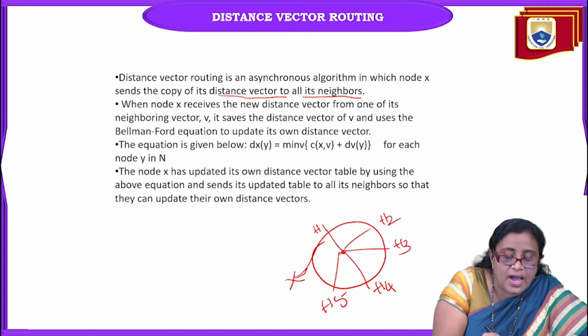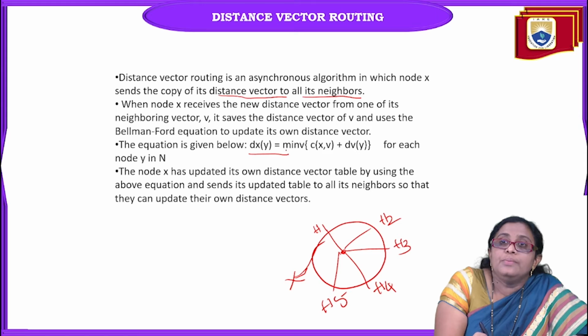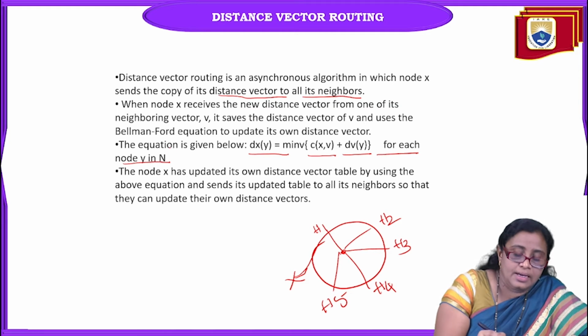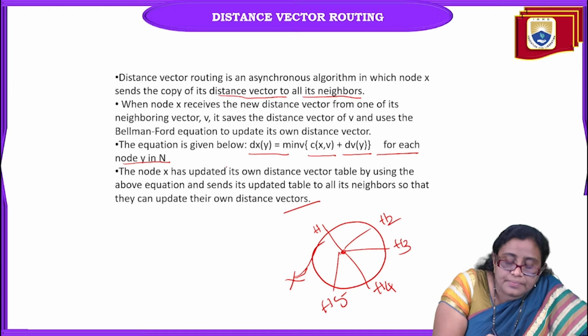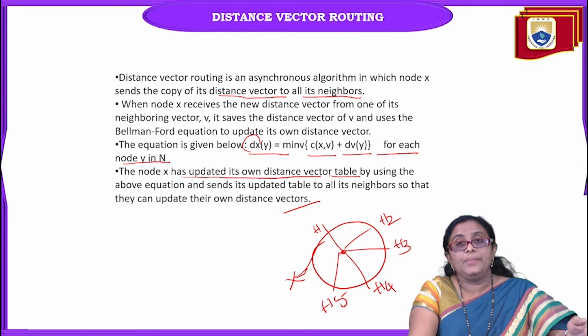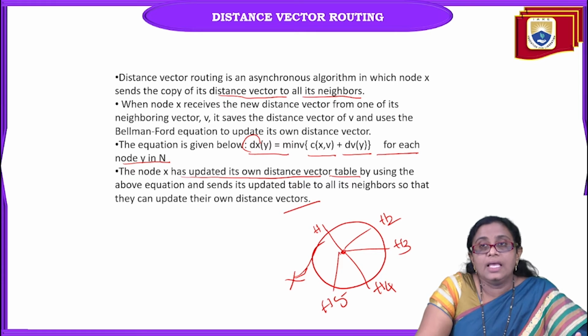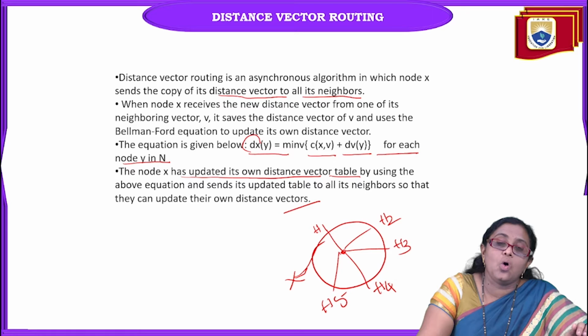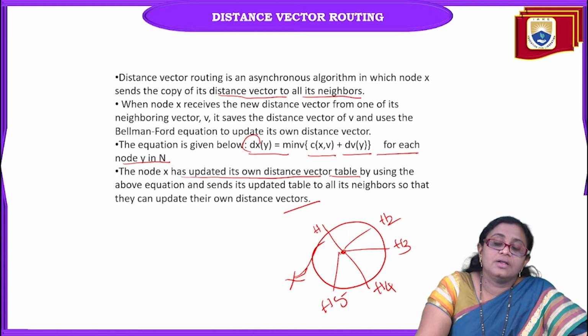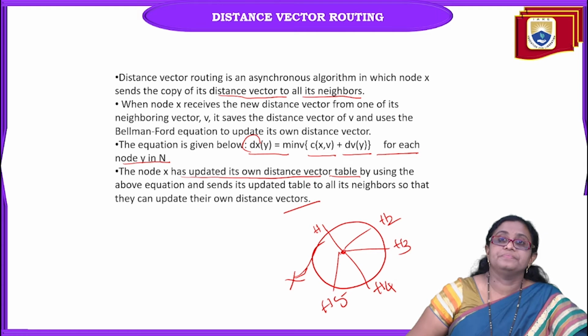The equation is given below: dx(y) = min over v of {c(x,v) + dv(y)} for each node y in N. Finally, node x has updated its own distance vector table. It updates its own distance vector routing table using the above equation and sends all its updated table information to all of its neighboring hosts, so that they can update their own distance vectors in a consecutive way.